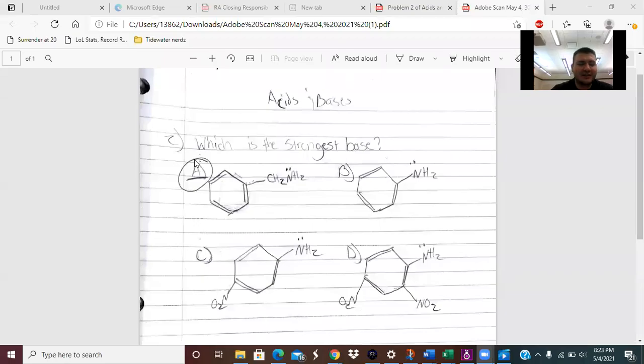Hello, my name is Brock Townsend, and today I'm going to be discussing the acids and bases section of the ACS final study guide. This is question 2 on page 30. The question is, which is the strongest base?